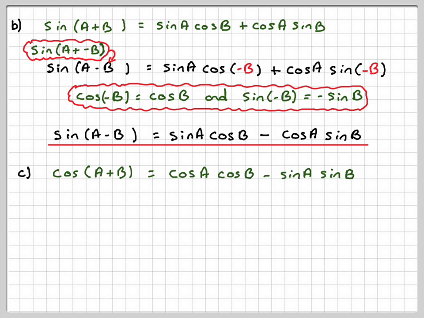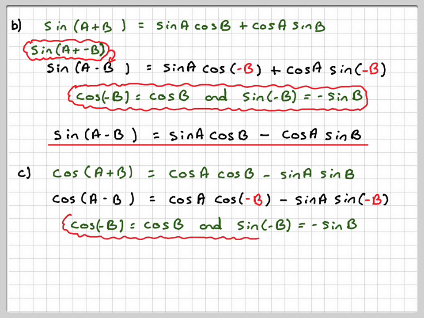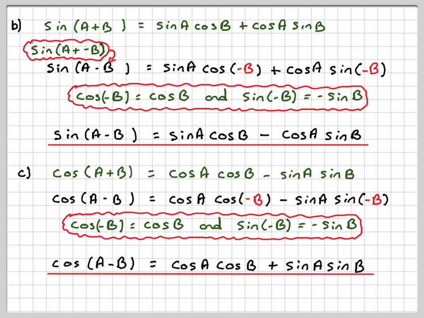Then cos A minus B will be equal to cos A cos minus B minus sine A sine minus B. And again, using this, cos minus B is cos B and sine minus B is minus sine B. Okay, we're going to have that cos A minus B is going to be cos A cos B, and then we're going to have minus sine B with a minus, which will now make it plus. So we're going to have plus sine A sine B.